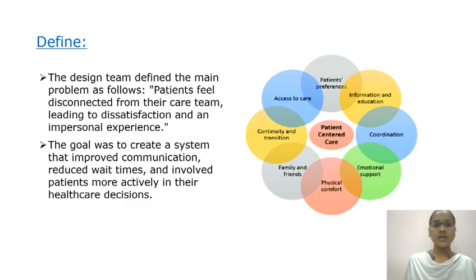The define stage covered very important areas: access to care, continuity and transition, family and friends, physical comfort, emotional support, coordination, information and education, patient preferences. The design team defined the main problem as follows: the patients feel disconnected from their care team, leading to dissatisfaction and an impersonal experience. The goal was to create a system that improved communication, reduced wait times, and involved patients more actively in their healthcare decisions. And the third step is ideate.